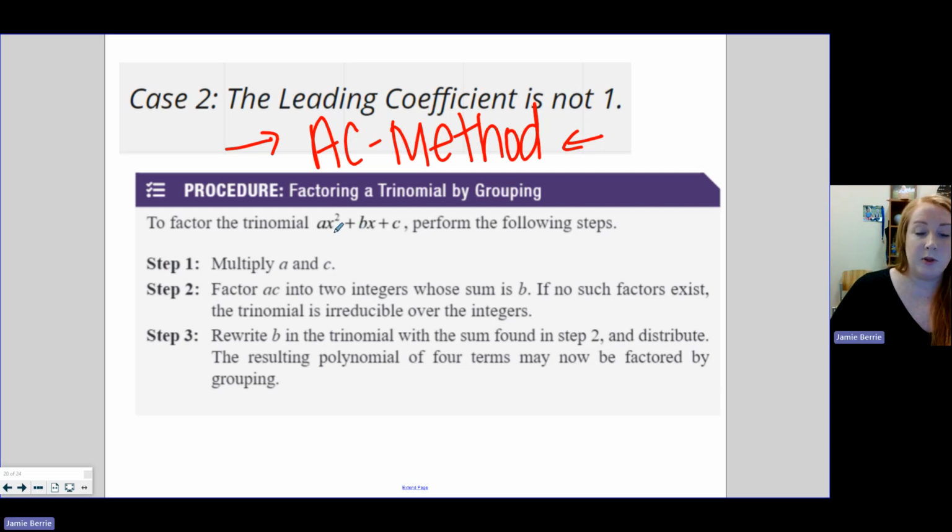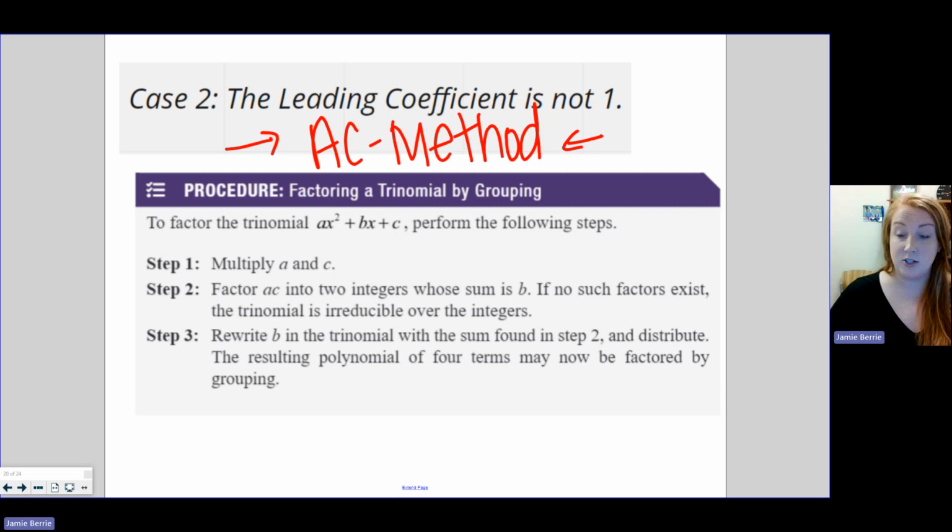All right, so this is where we're working with a polynomial that looks like this: ax squared plus bx plus c. A, b, and c are being replaced by numbers. So maybe it's like 6x squared plus 10x minus 12. All right, so a, b, and c get replaced by numbers in this scenario. All right, step 1 is to multiply a times c.